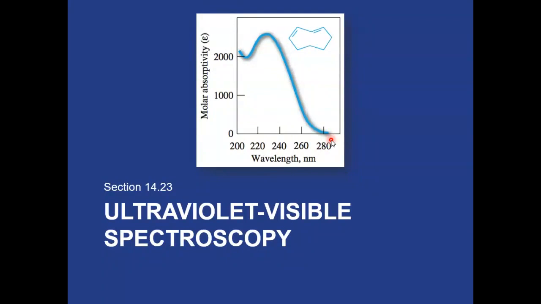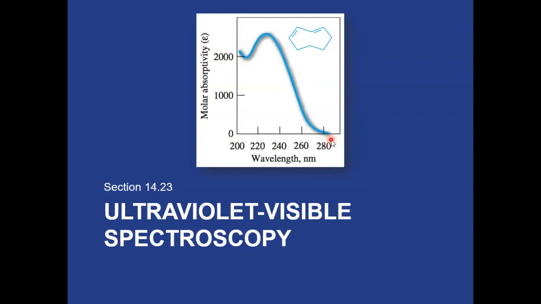Just for historical reasons, for UV visible spectra, usually we use wavelength as the x-axis. These are all historical reasons. We could have used the frequency, there's nothing wrong with it, but we just got used to using wavelength, nanometer.